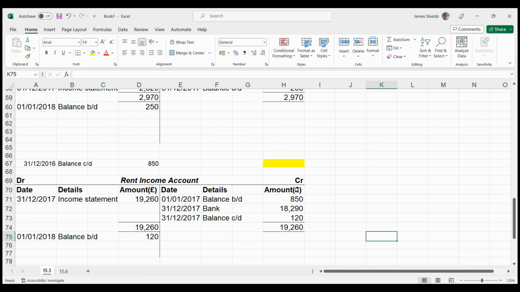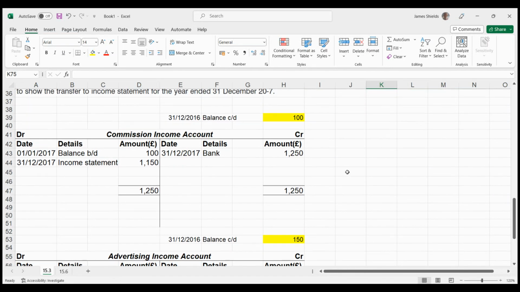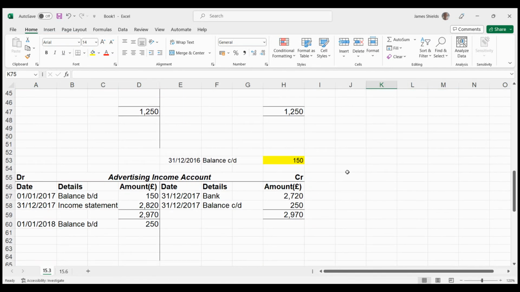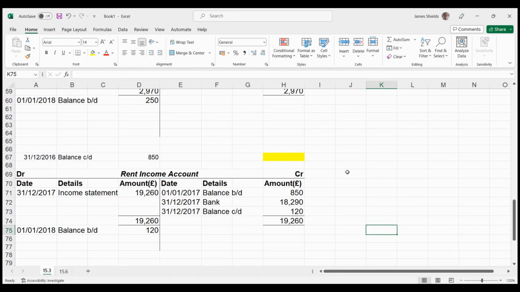So that's basically our 3 income accounts: commission income account, advertising income account, and rent income account with accruals and prepayments of income.